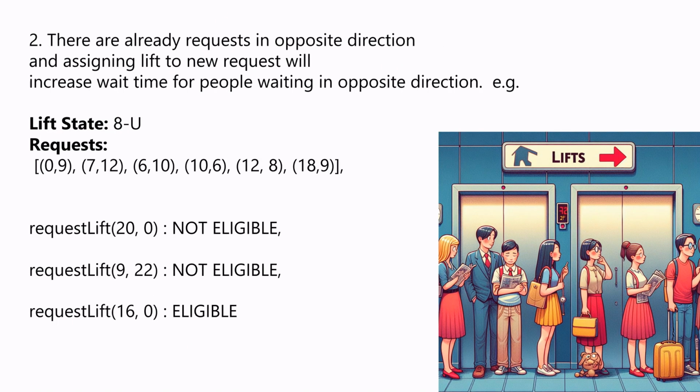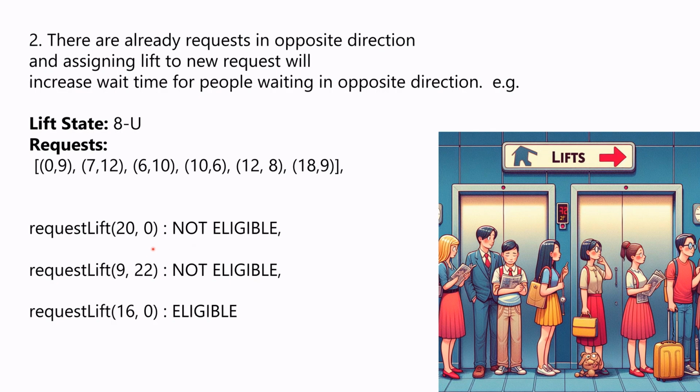Coming to the second eligibility criteria of the request lift method, it states there are already requests in the opposite direction and assigning the lift to a new request will increase wait time for people waiting in the opposite direction. Let's take an example. The lift is going up and it is at floor 8 and the requests it is serving are 0 to 9, that is going up, 7 to 12 again going up, 6 to 10 again going up, 10 to 6 this is going down, 12 to 8 again going down and 18 to 9 that is going down. Below are some of the requests.